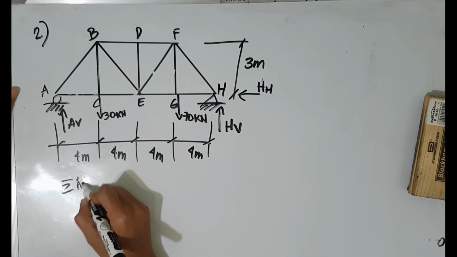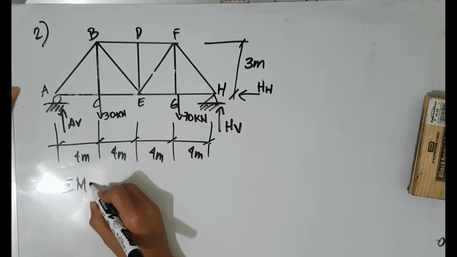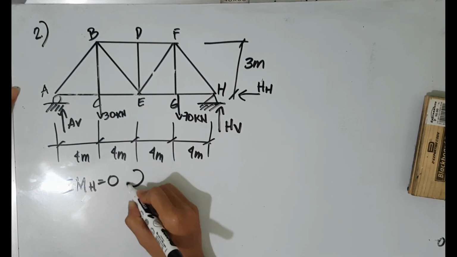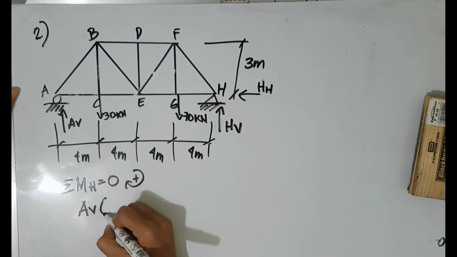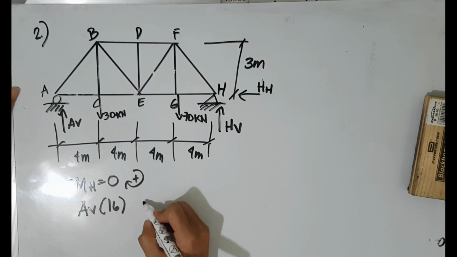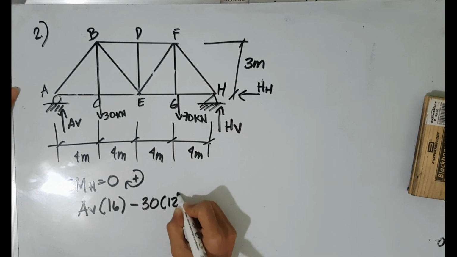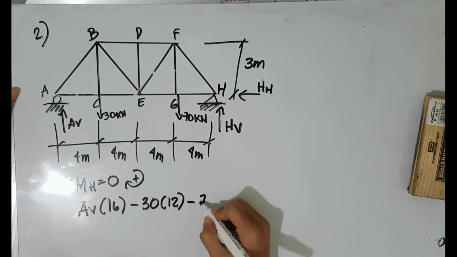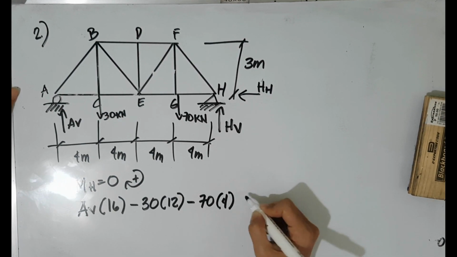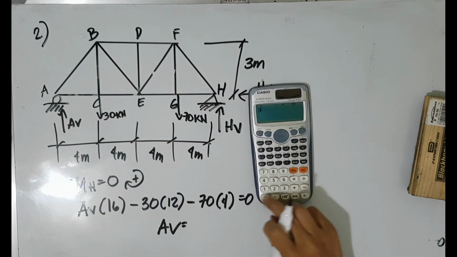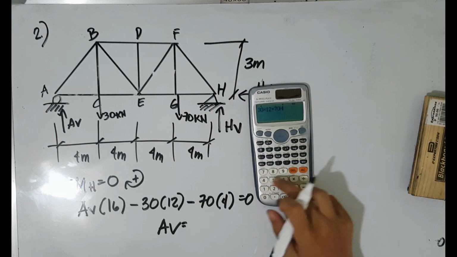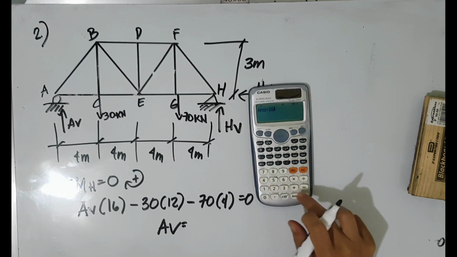We will determine it by having our summation of moment at H equal to 0, clockwise positive. So the vertical force at the roller A multiplied by 16 minus 30 times 12 minus 70 times 4 is equal to 0. So A_V now is equal to 40 kilonewton.